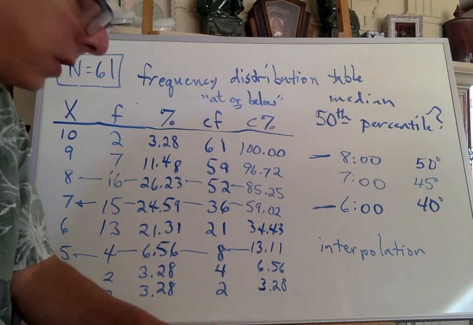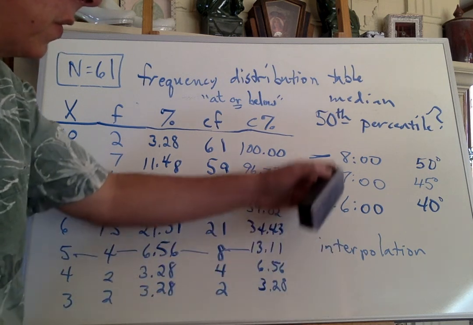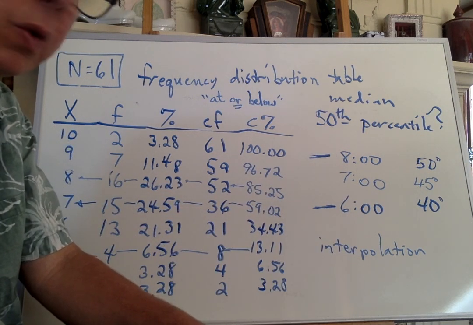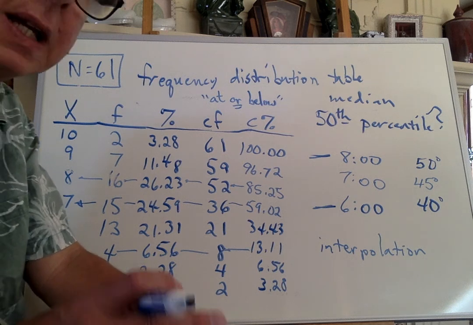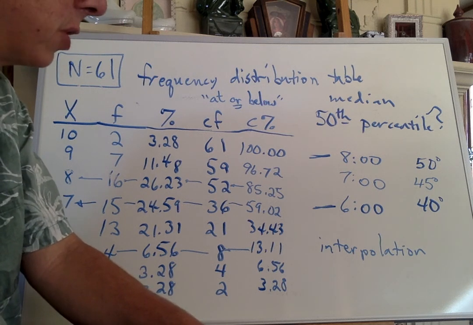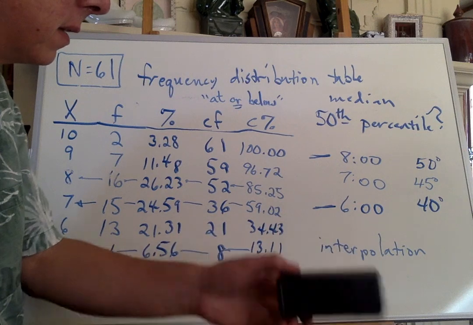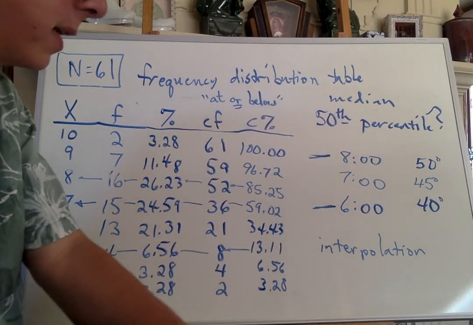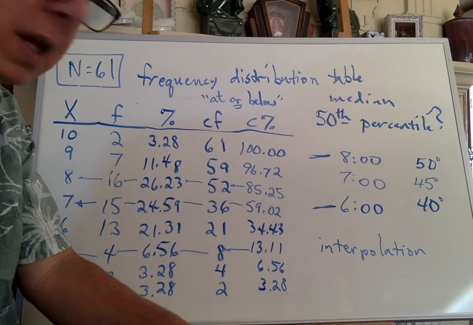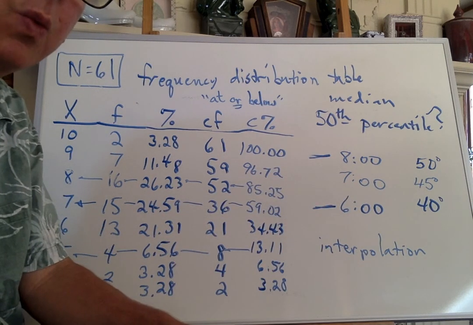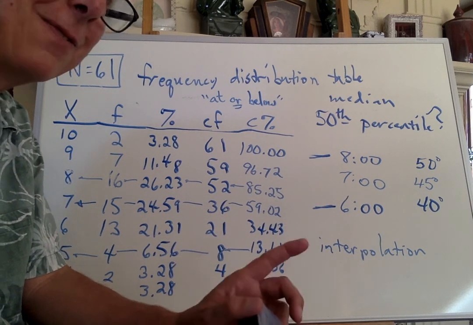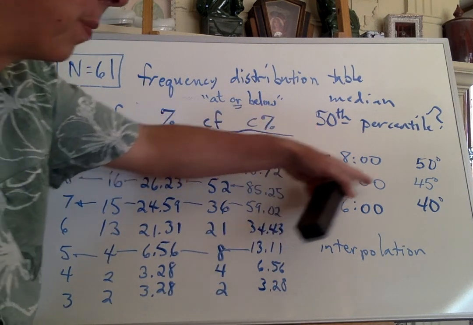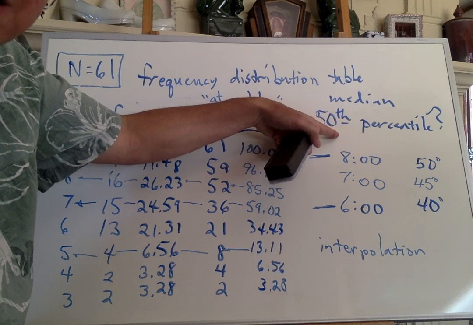Let me ask you this question then. What do you think the temperature will be at 8:30? Well, let me make it easier. What do you think the temperature will be at 9 o'clock? If we know these points, what do you think the temperature will be at 9 o'clock? My guess would be that it would be 55 degrees, right? At another hour, it's going to go up another 5 degrees.